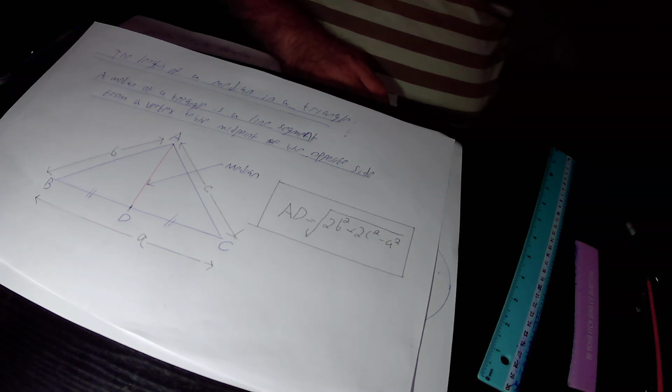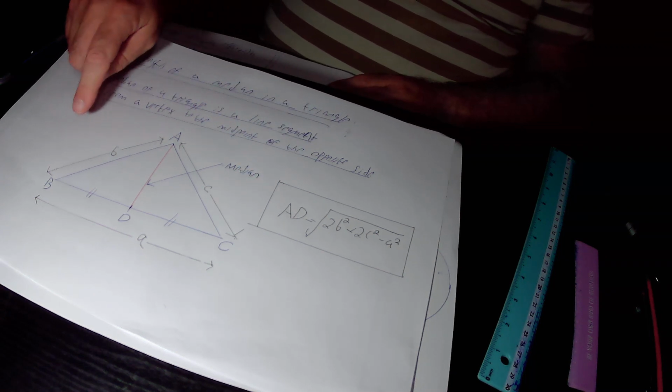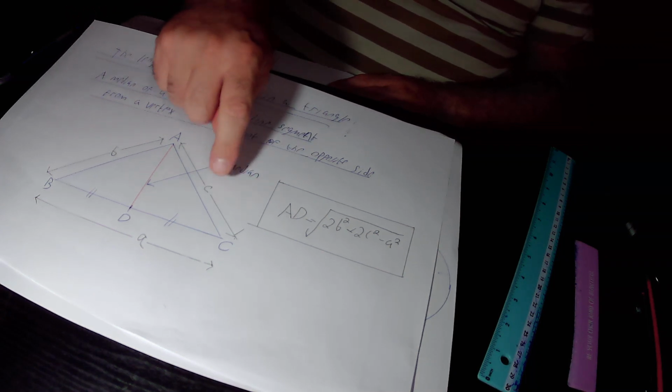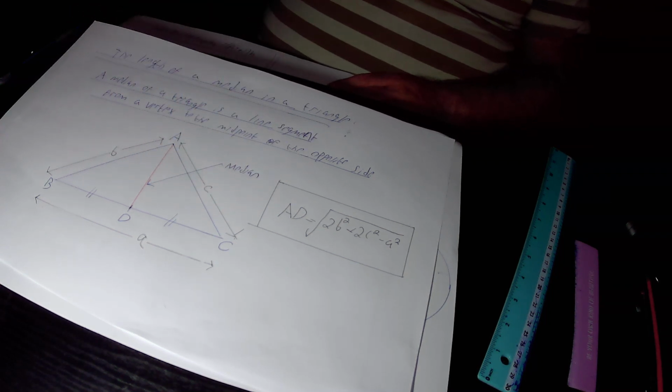So what is the length of a median in the triangle? In the drawing we have triangle ABC. Side AB equals b units in its length, side AC equals c units in its length, side BC equals a units in its length.